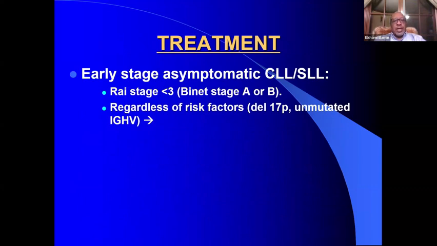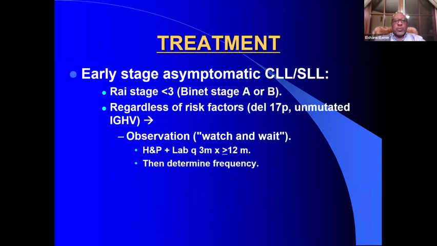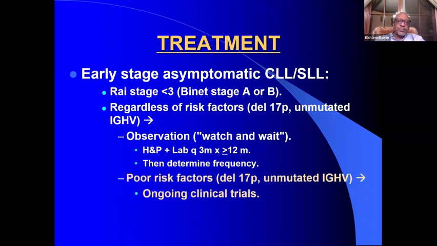So for early stage asymptomatic CLL or SLL, Rai stage 3 or less, or Binet stage A or B, regardless of risk factors like deletion 17p or unmutated IGHV, we treat them with watch and wait, which is observation. We do labs every 3 months for a year, just to get a sense of the trend of his blood counts, then determine after a year. Any patient with these characteristics, we don't treat, regardless of how high the lymphocytes are. We do labs only every 3 months for a year to see the trend and the doubling time of the lymphocytosis, then determine the frequency.